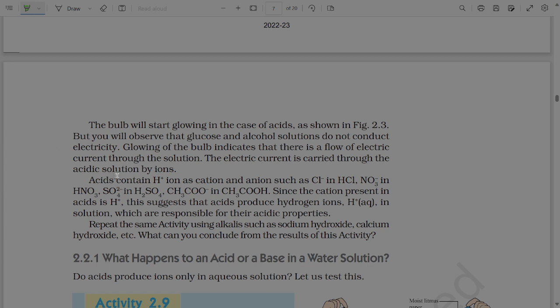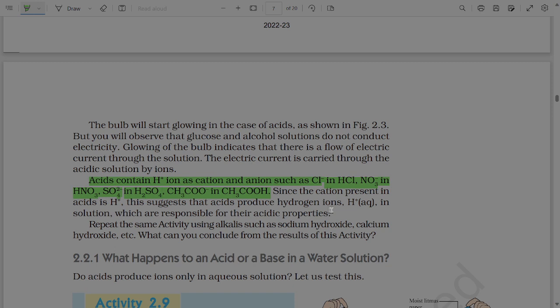Now there is something to be noted: acid contains H plus ion as cation and an anion such as Cl minus in HCl, NO3 minus in HNO3, SO4 2 minus in H2SO4, CH3COO minus in CH3COOH. HCl is hydrochloric acid, HNO3 is nitric acid, H2SO4 is sulfuric acid, CH3COOH is acetic acid.